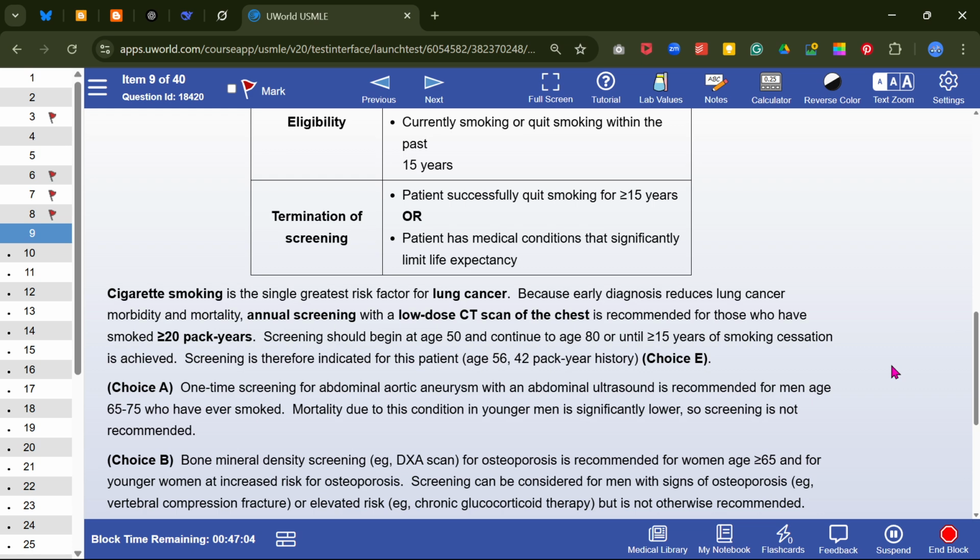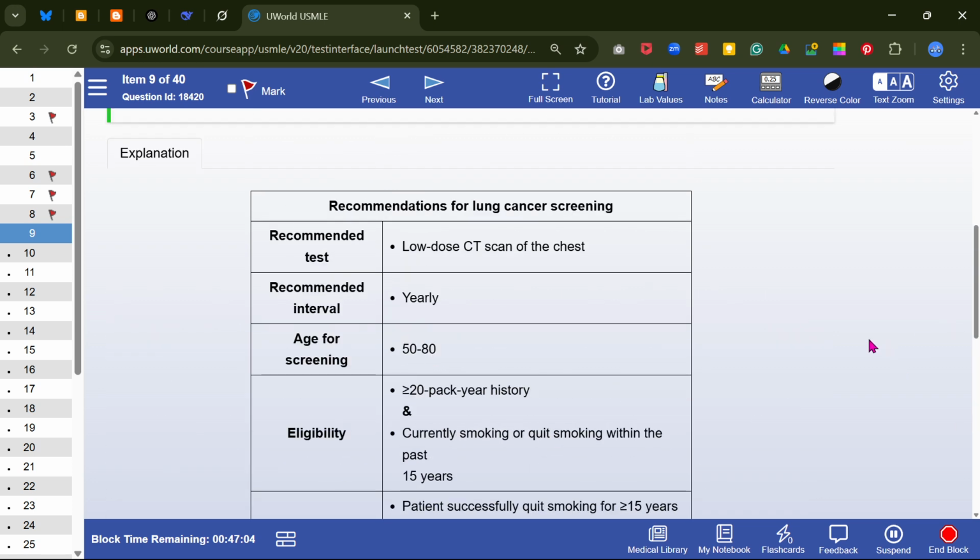Okay, we'll start doing low-dose CT scan for patients with cigarette smoking. We do this investigation for screening purposes, for early diagnosis of lung cancer. We can do this screening, low-dose CT scan of the chest, for a patient who is a smoker, and the recommended interval is yearly.